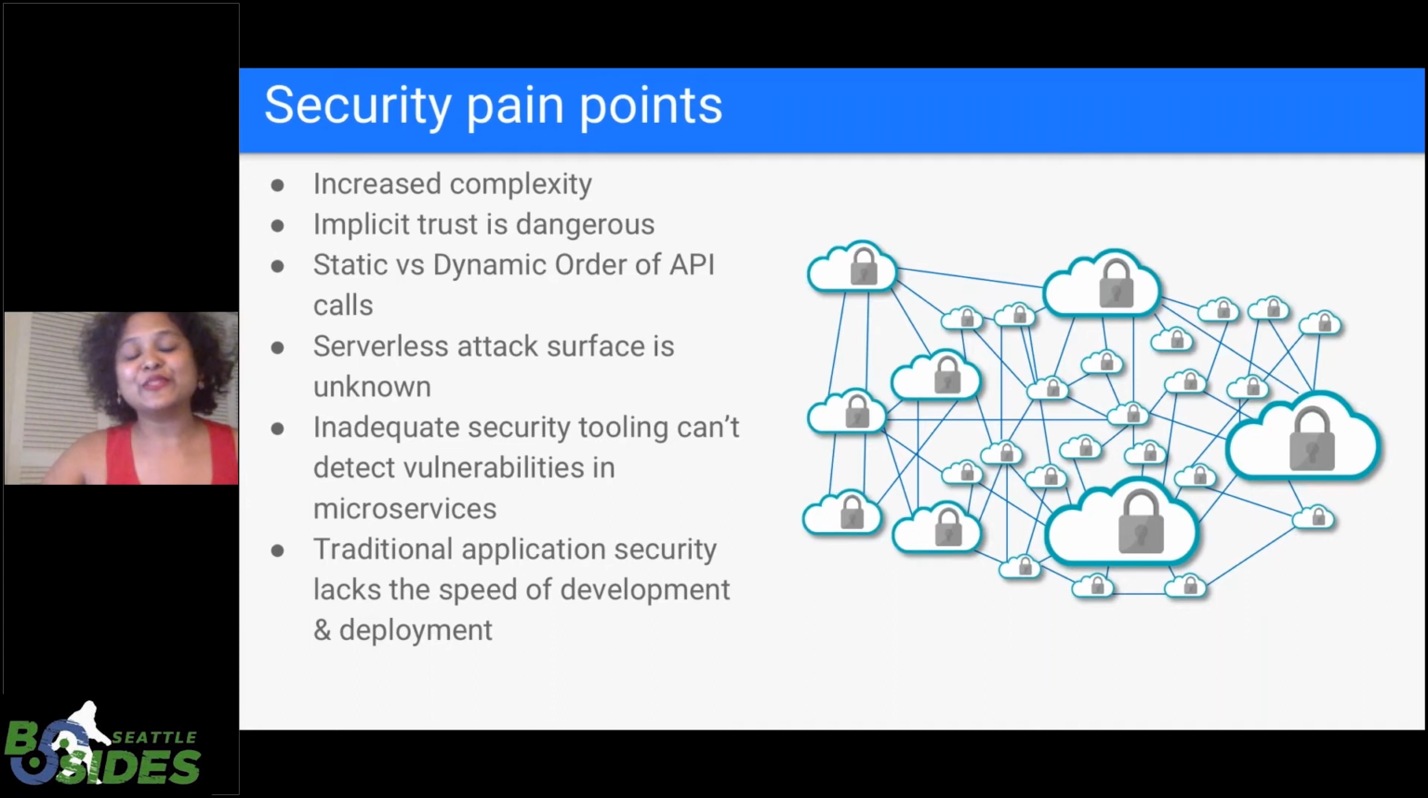In case of microservice oriented architecture, this implicit trust is very dangerous. It gets replaced by explicit trust, and every time checking these microservices before they talk to each other for explicit trust can be quite complex. Next thing is, in case of monolith, there is a static order of API. And if you look at this picture on the right-hand side, that has changed into dynamic order of API, which is also quite tedious.